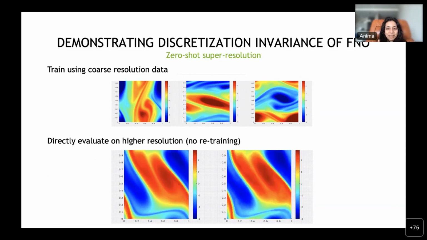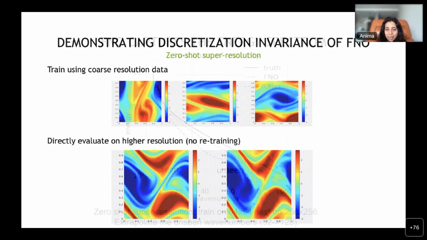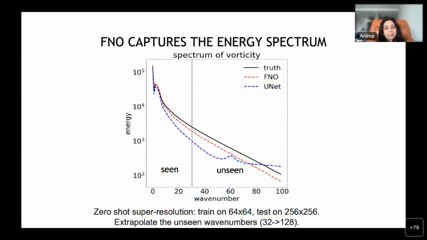And what we see is, indeed, that it does predict pretty well. And we can see, in the frequency spectrum as well, that the prediction is very graceful, even beyond the seen resolution, meaning it extrapolates to higher resolution without seeing it during training. So this is what we mean by zero-shot super resolution.